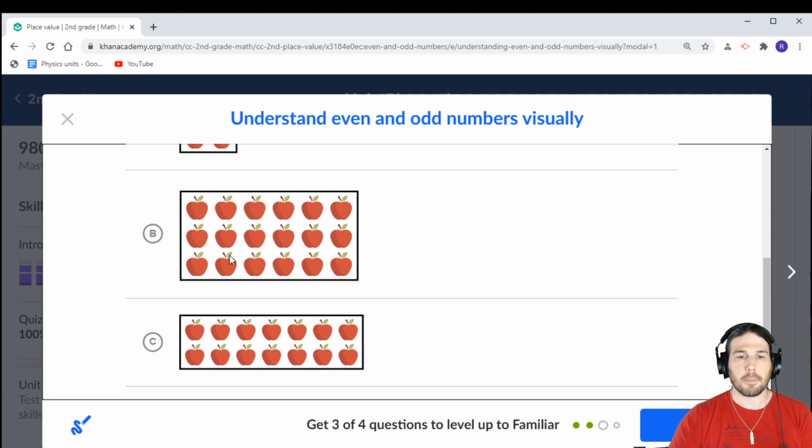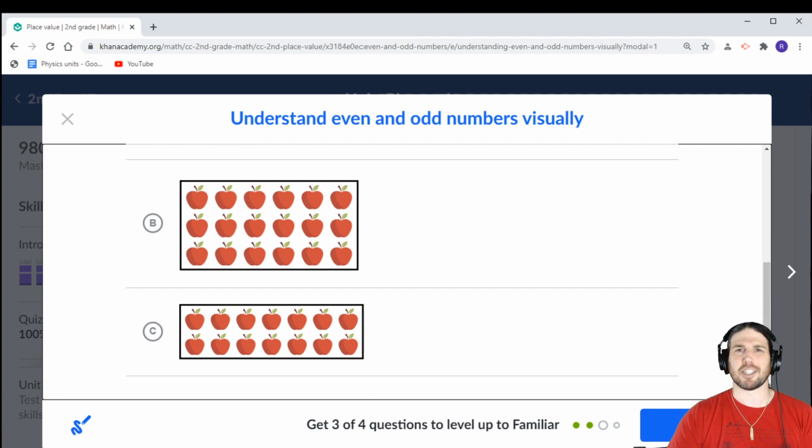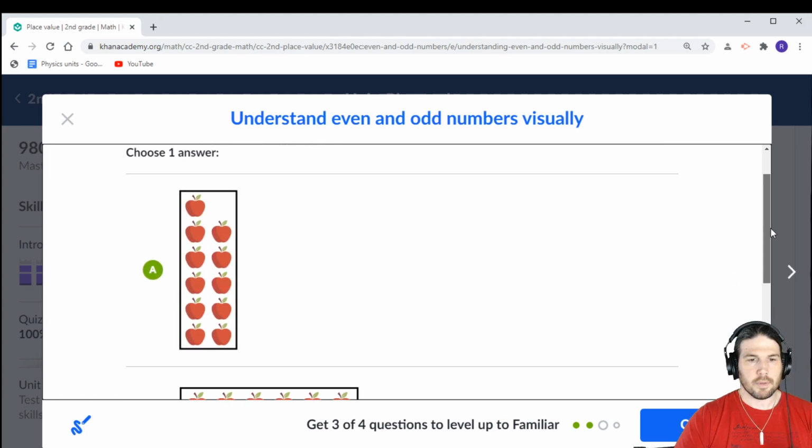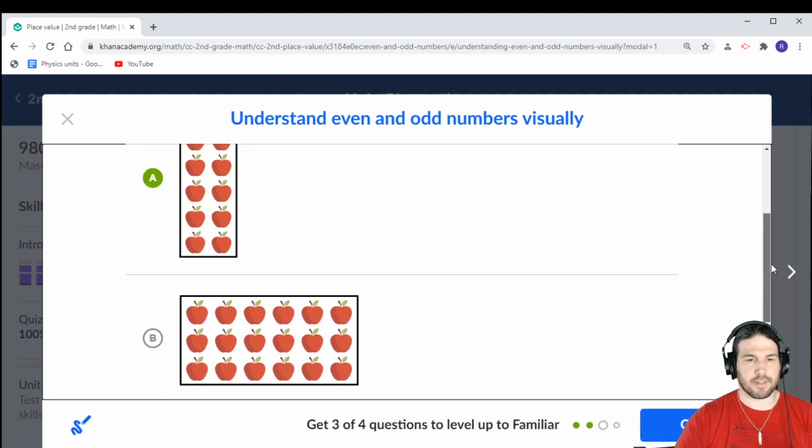This one here, it's tougher to see. Like, you can sort of section it off, and you can eventually convince yourself that every apple has a partner, but it's much easier with C here. I think you can agree. So A is the only odd number that we've got.